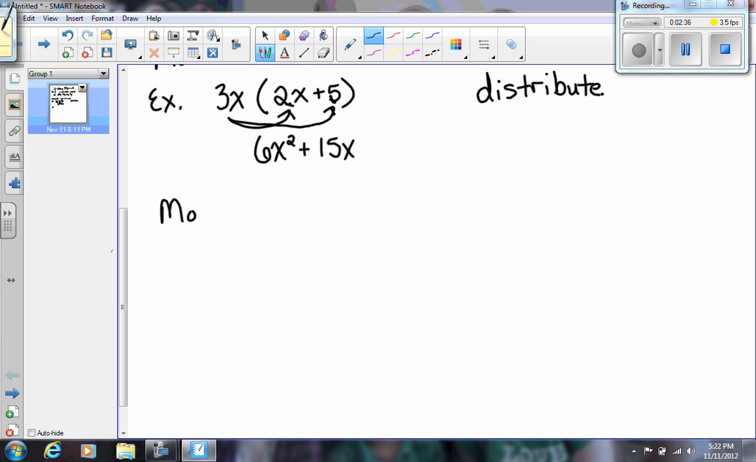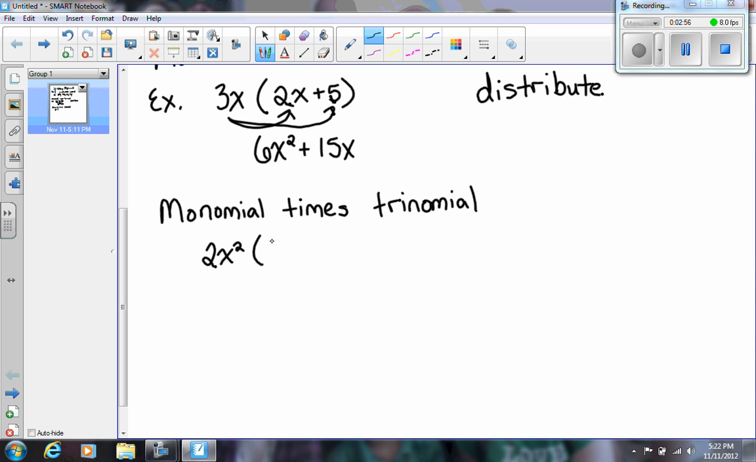Let's try a monomial times a trinomial. So if I had something like 2x squared times 3x squared plus 2x minus 5.